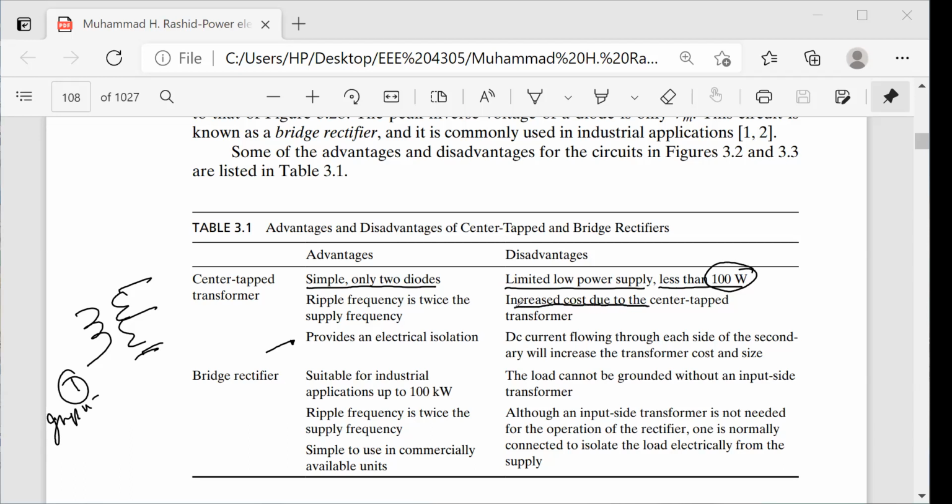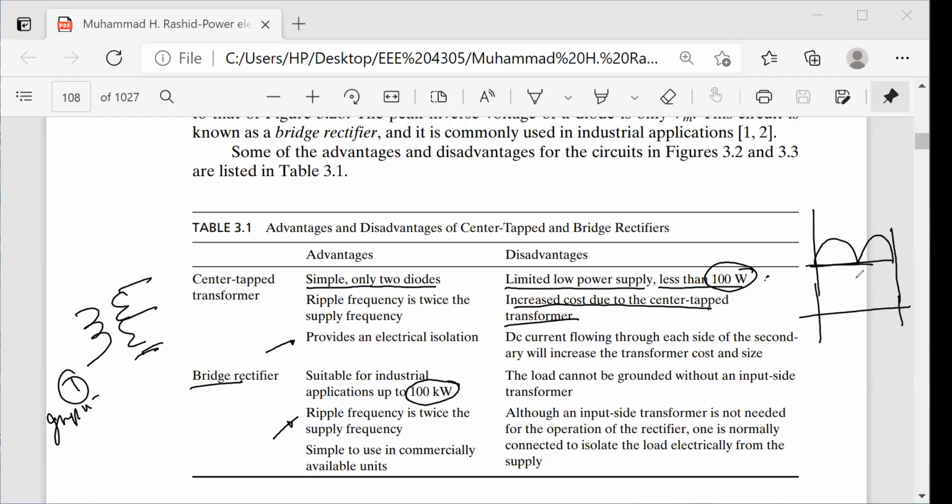Disadvantage, increased cost due to the center tap transformer. Bridge rectifier suitable for industrial application up to 100 kilowatt. Ripple frequency same as, you understand what it means by ripple frequency?